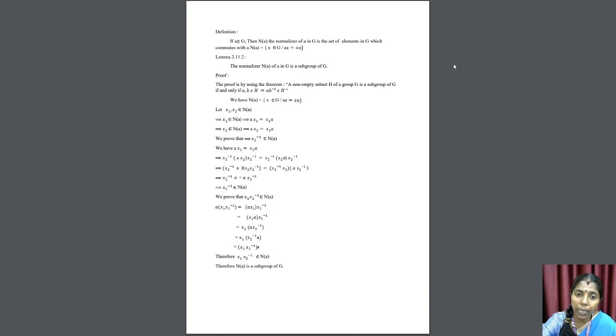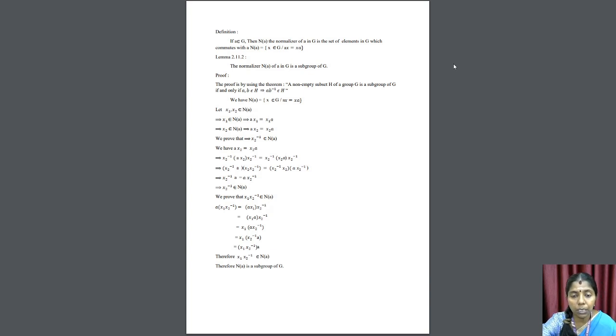Okay, we have Ax2 equals x2A. This implies, multiplying both sides by x2 inverse, x2 inverse into Ax2 into x2 inverse equals x2 inverse x2A x2 inverse. So we use the associative law, we change the bracket, we get x2 inverse A equals A x2 inverse. Okay. By definition, the element x2 inverse satisfies the condition, therefore x2 inverse belongs to N of A.